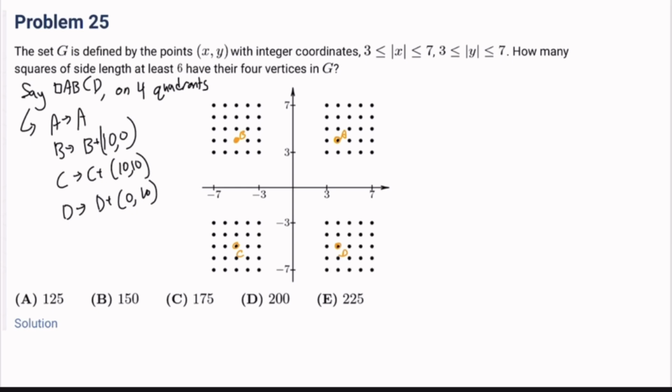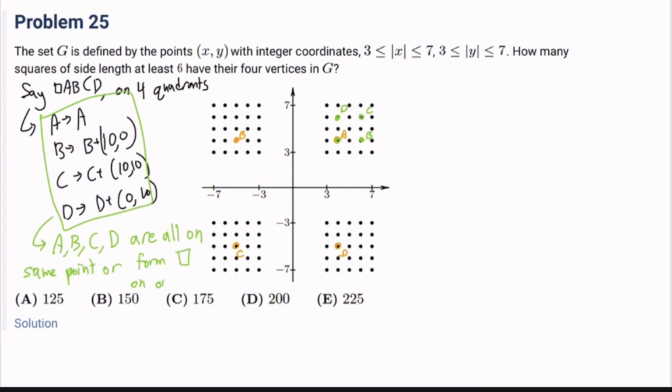And so if we do that, I will just show it with the green color. So A will just stay where it is, and B will go 10 positive, right? So this is A and this is the new B. And C will go 10, 10. So it's all over here. So this will be C. And D will be all the way over here, right? So this is D. And so now what we notice from this transformation is that A, B, C, D are all on the same point, or they form a square on one quadrant, right?